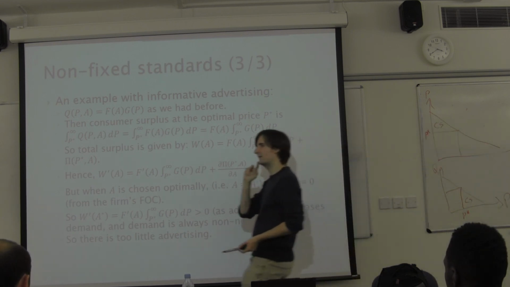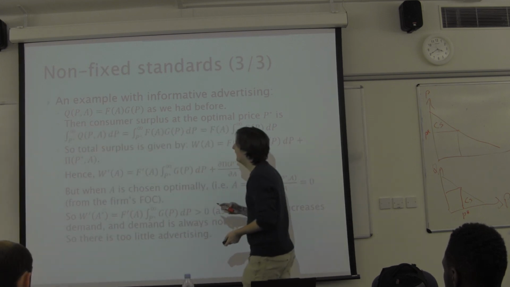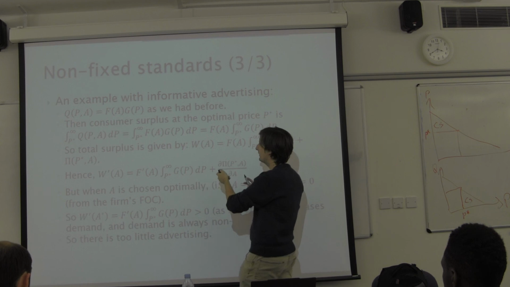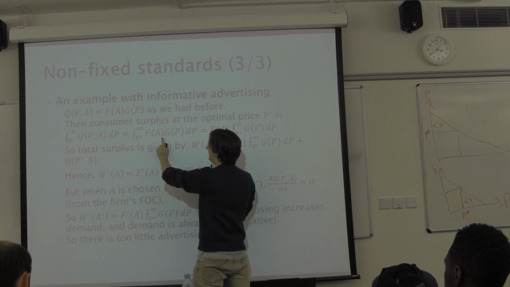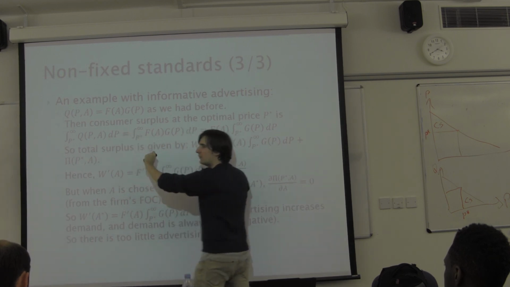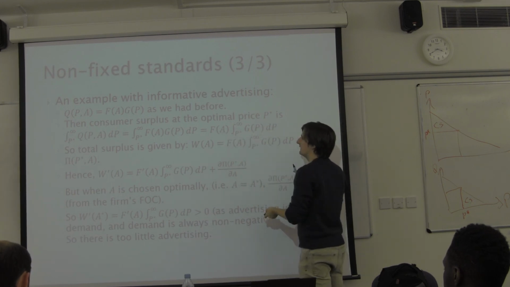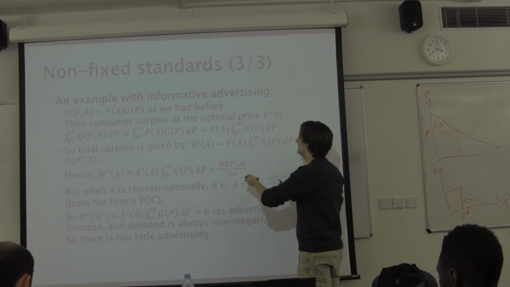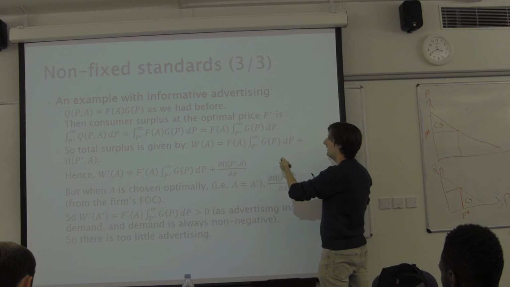Can you see that on that slide? So one way of measuring consumer surplus is this thing. QPA, well, we said that was F of A times G of P. Let's plug that in. F of A is not a function of price, so that just drops outside the integral. So it's F of A times this thing. That's what consumer surplus is. Total surplus is consumer surplus plus producer surplus. So this was the consumer surplus bit, and then we have some producer surplus, which is profits.